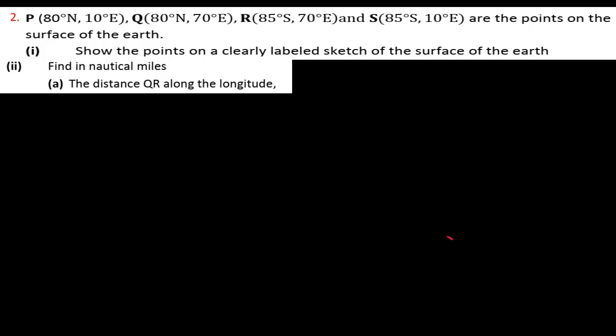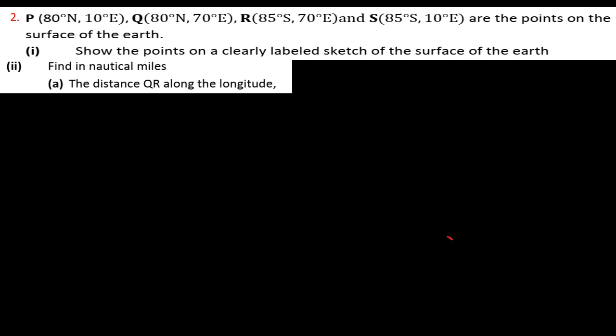Okay, so our next question, question 2, reads P, which is a point, Q, which is another point, R and S are points on the surface of the earth. Then these are the coordinates. Point P lies on latitude 80 degrees, longitude 10 degrees east. Then Q lies on this and that in that order, as you can see from this question. So the first question reads, show the points on a clearly labeled sketch of the surface of the earth.